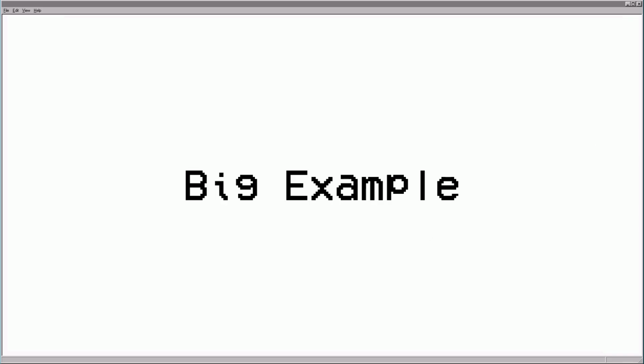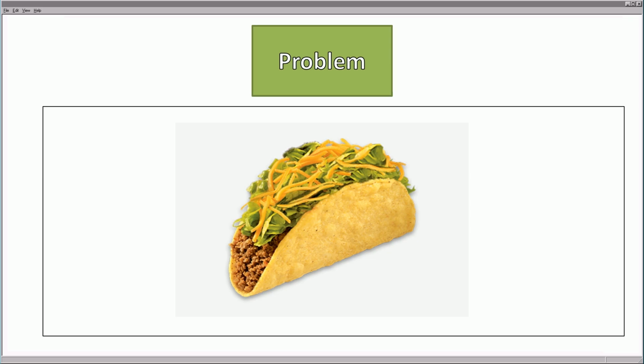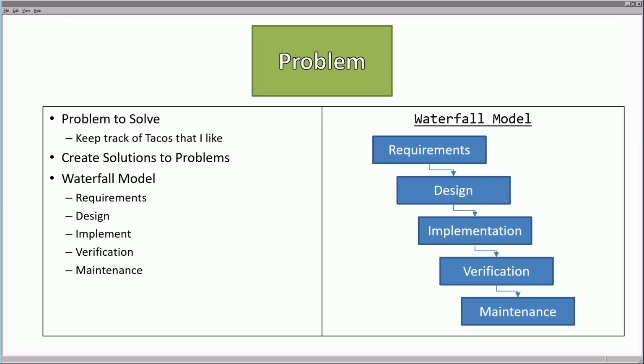Today, we're going to continue discussing classes and objects. We're going to continue the big example that we established in the previous lecture. Here is our problem. I like to travel around, and while I like to travel, I like to enjoy one of the world's most perfect foods, a taco. Now the problem that we're solving is we need to keep track of the tacos that I like.